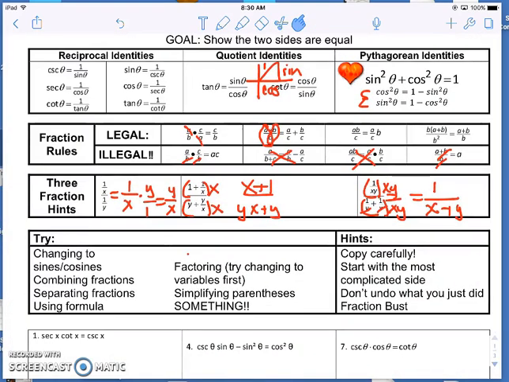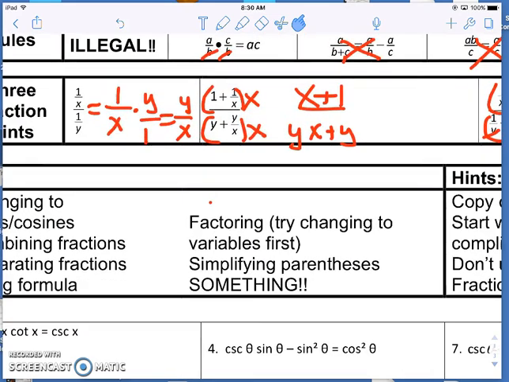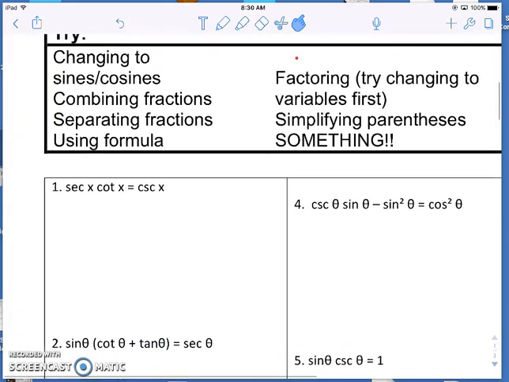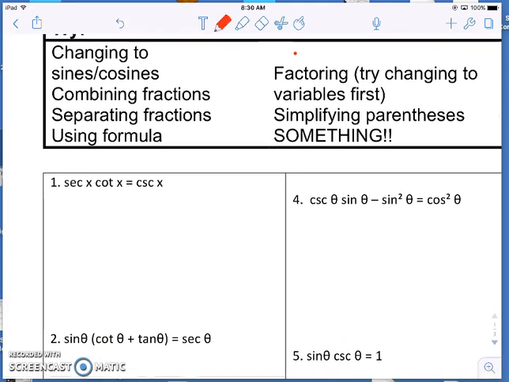So a couple hints here. Always change to sines and cosines. You could try combining fractions, separating, using a formula, particularly the identity, factoring, simplifying something. And a couple more hints: make sure you copy carefully, start with the most complicated side, and don't undo what you just did, and also fraction bust. So the first one we're going to take a look at here.